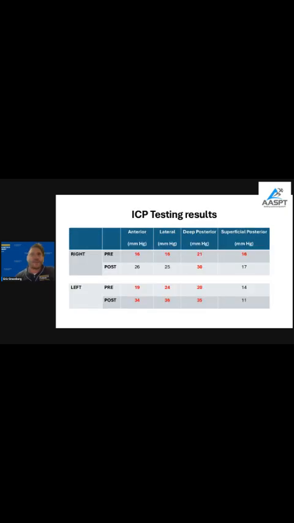So as you could see, there's a lot of different criteria that makes the interpretation a little bit more difficult. So looking at her results, separating it by anterior, lateral, deep posterior, and superficial posterior compartments. On her right side, her pre-levels were all above the initial criteria that would be suggestive of exercise-induced compartment syndrome, but really that deep posterior compartment stayed a little bit more elevated after exercise. On the left side, same kind of thing, except this time her anterior, lateral, and deep posterior were all implicated, both pre and post, with the superficial posterior compartment not really being affected.